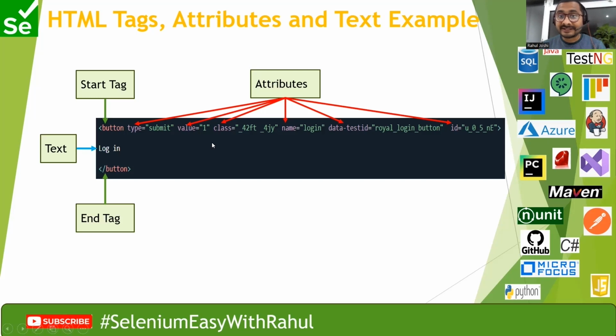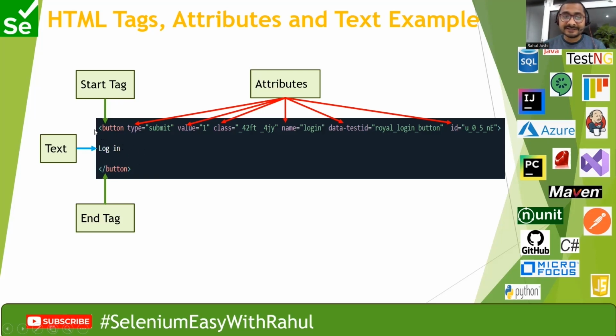Similarly, we have the data test ID, which is the attribute. Similarly, at last we have an ID, which acts as an attribute here. Lastly, we have the text. So I already told you that in between the start tag and the end tag, there exists the text, right?